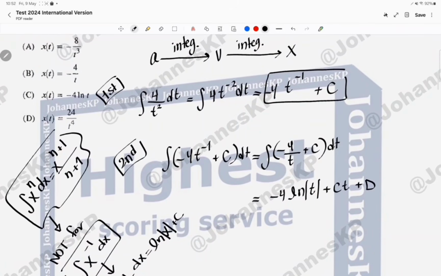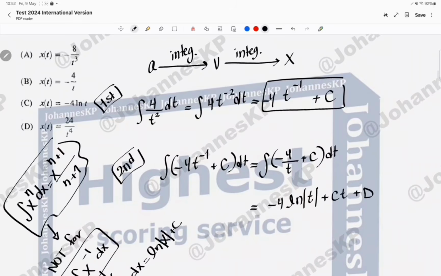So which one is our closest answer? C. Now, of course, someone is going to say, but we don't see ct, we don't see d. It's very possible that c was a 0, and very possible that d was also a 0, because they are constants. Maybe it could be 0, it could be a number, but we don't know. Well, our closest answer is going to be C.